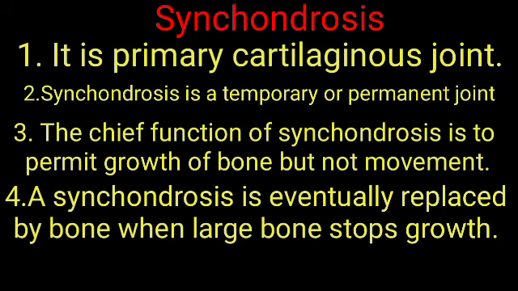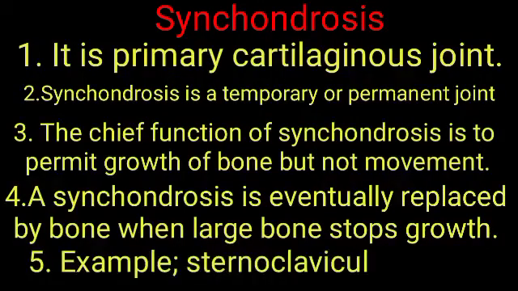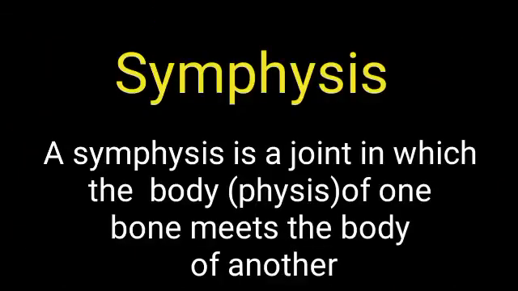When the long bones stop growing, body growth stops, and the cartilage disappears and is replaced by bone, forming synostosis and fusing the bony components together into the single hip bone of the adult. Example: sternoclavicular joint. Another type of slightly movable joint is symphysis.